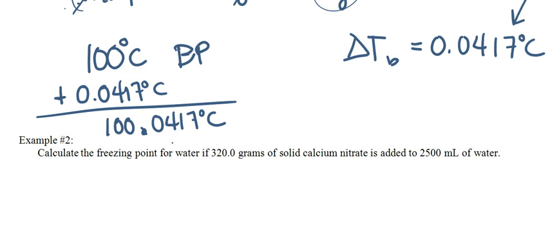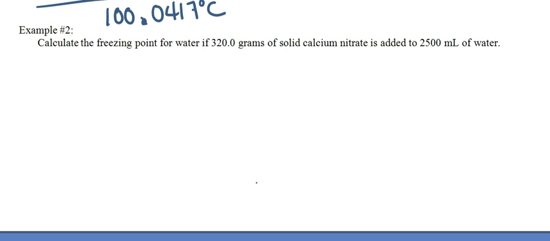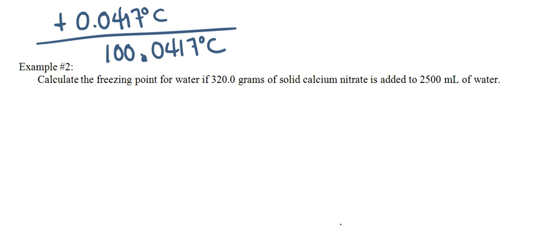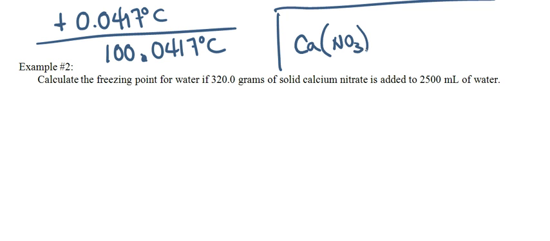Calculate the freezing point for water if 320 grams of calcium nitrate is added to 2,500 milliliters of water. I'm going to use a space from above here to help out. Calcium nitrate is an ionic compound, so when that dissociates, we get calcium ions, and we also get 2 nitrate ions. So my van 't Hoff factor here is 3.